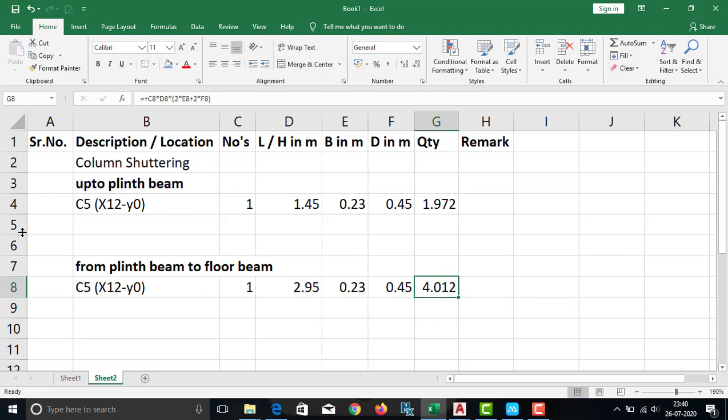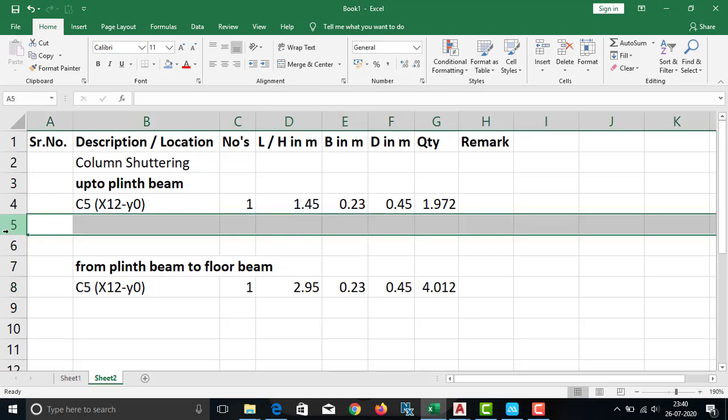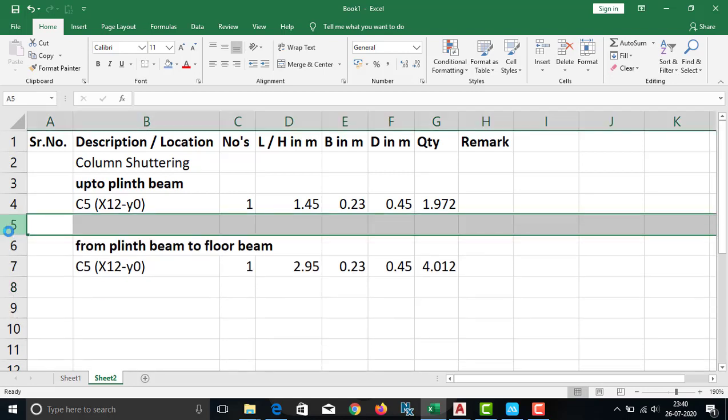As you have observed here, I haven't deducted any shuttering because of the intersection of the beams. It may be a plinth beam or it may be a floor beam. So you also don't make that mistake, because if you deduct the shuttering quantity from that column, then it will be a loss to the company.